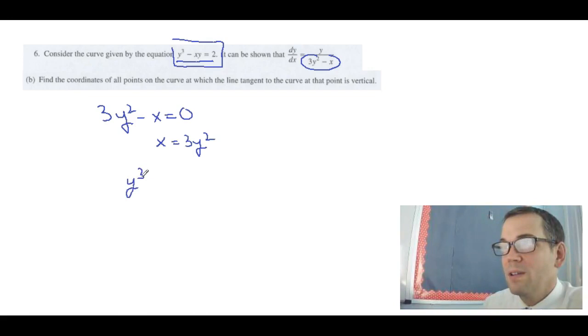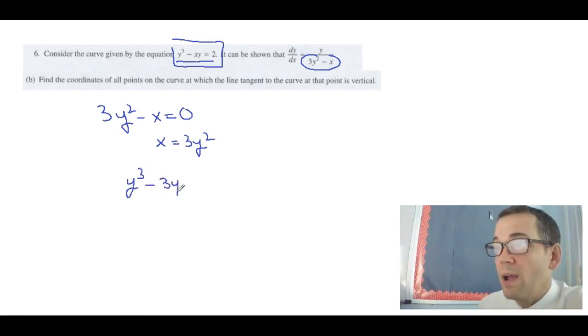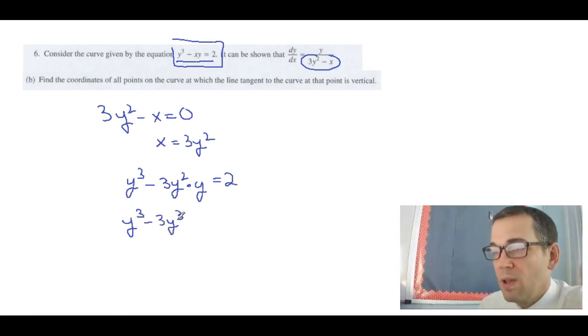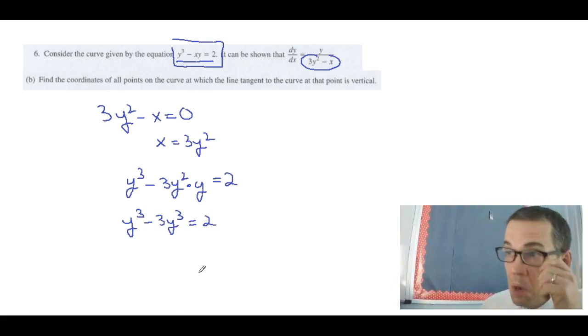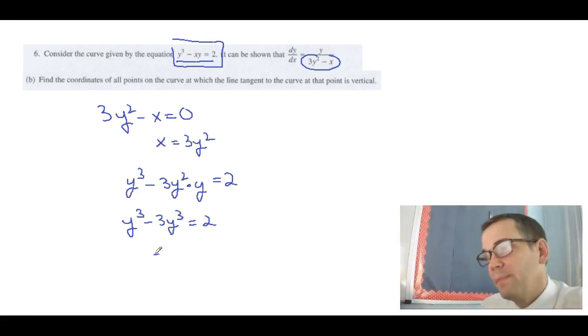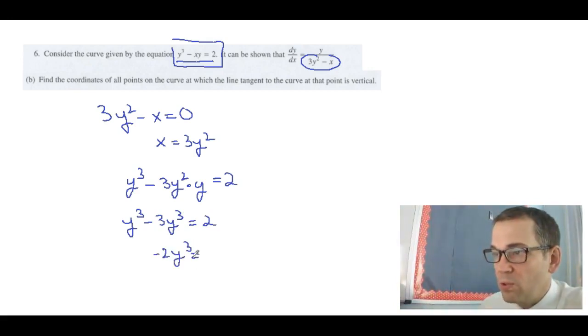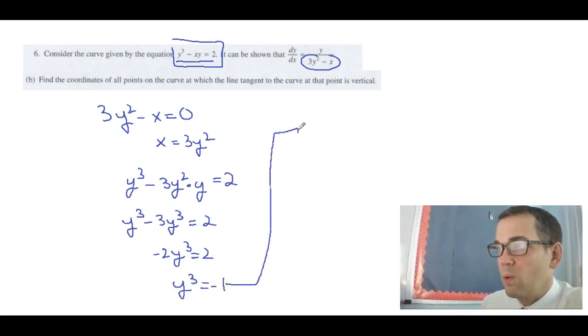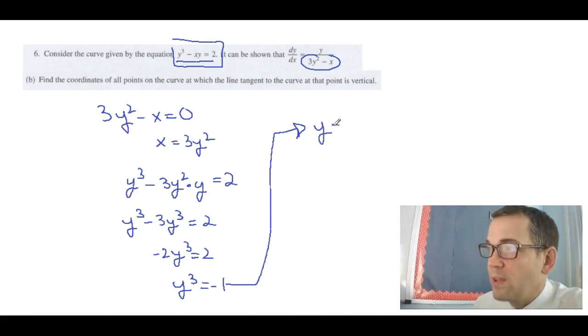y cubed minus x, where x is 3y squared, so 3y squared times y, has to equal 2. So y cubed minus 3y cubed has to equal 2. That means negative 2y cubed equals 2. That means y cubed equals negative 1. That means y equals negative 1.